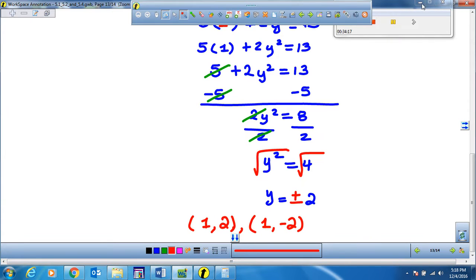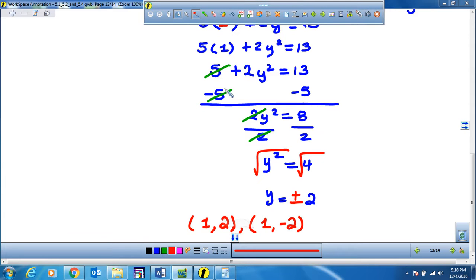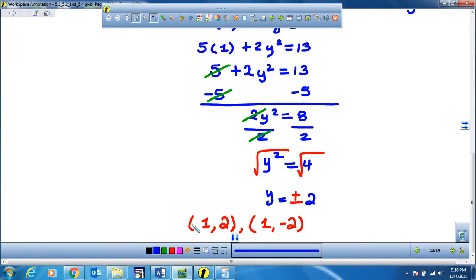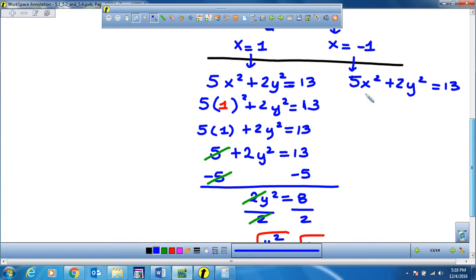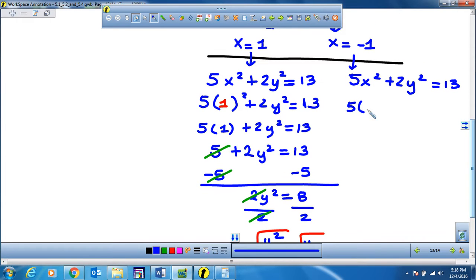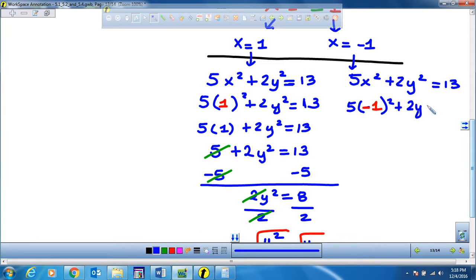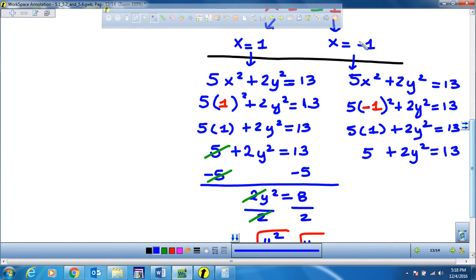But keep in mind that that's not the only substitution that I have to do. That was just substituting x equals 1. What about x equals negative 1? Well, you're going to do the same thing. 5 times negative 1 squared plus 2y squared equals 13. So negative 1 times a negative 1, again, is going to be a positive 1. So you see, you're going to do the same process. You're probably going to end up with the same answers on the y, but the x coordinate here is different. So the points are going to be different for this substitution.